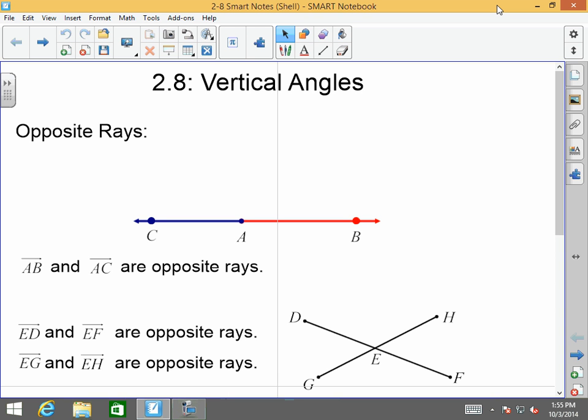Today we're going to talk about vertical angles. Very, very awesome theorem. Very useful, and you're going to use it just about every single chapter. So might as well learn it right now.